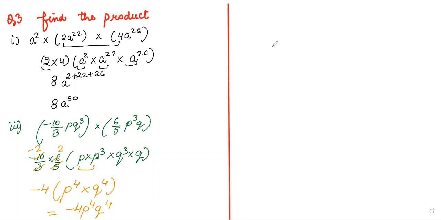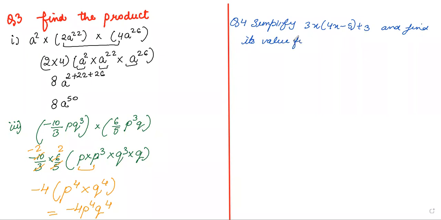Okay then. Question number 4. Simplify 3x into 4x minus 5 plus 3 and find its value for x is equals to 3 and x is equals to 1 by 2. So first simplify the given equation, which is 3x into 4x minus 5 plus 3.